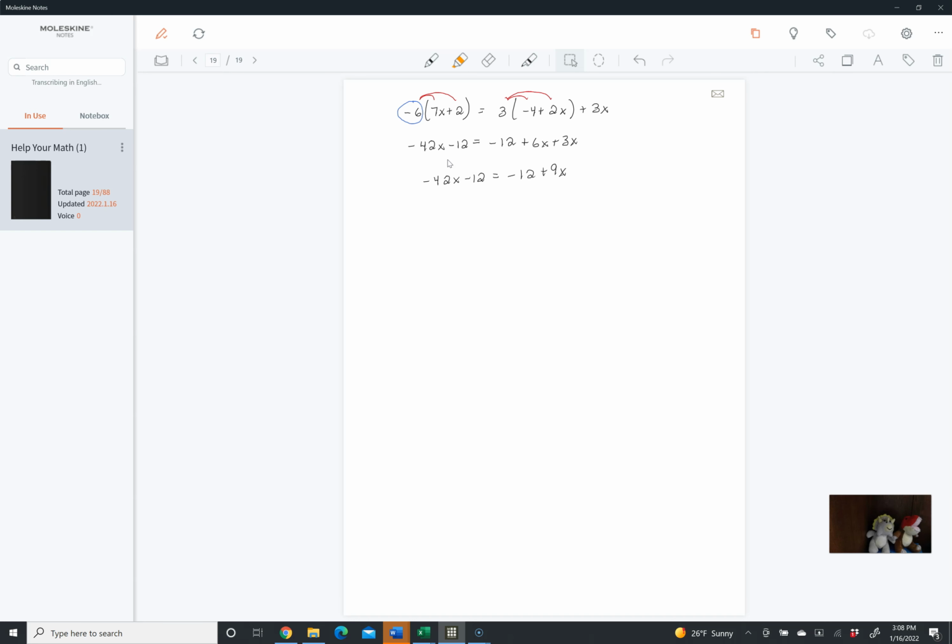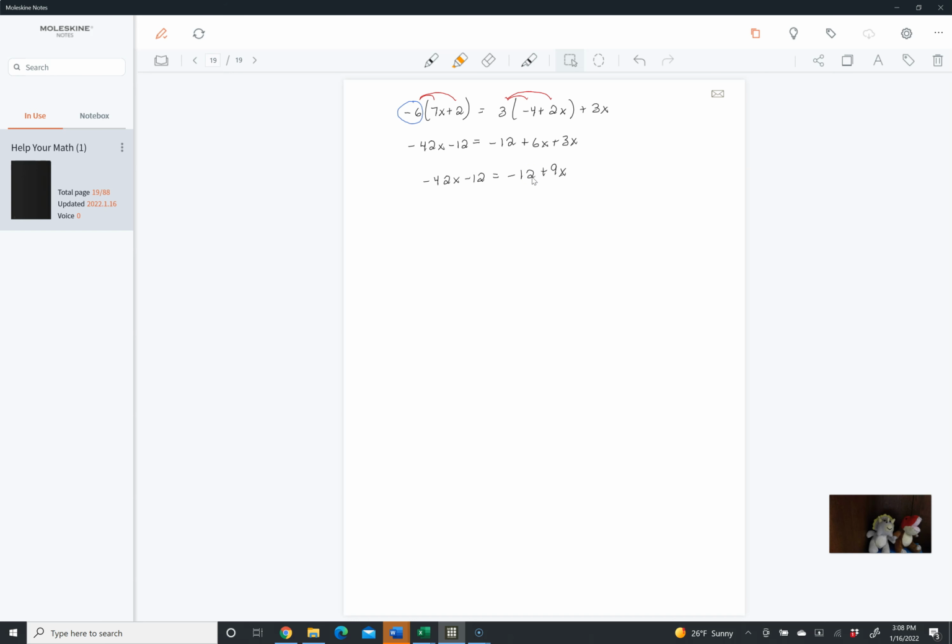Now we can isolate the x. How do we know when we're ready to isolate x? We don't have more than one x on any given side of the equation, and we don't have more than one constant on any given side of the equation. So if we look at the left, we have one x and one constant. If we look at the right, we have one x and one constant. That's how we know that we're ready to solve for x.